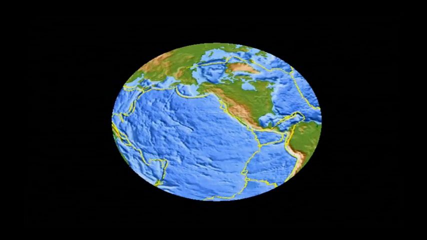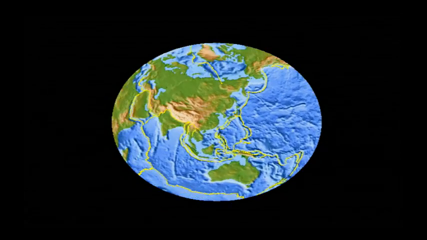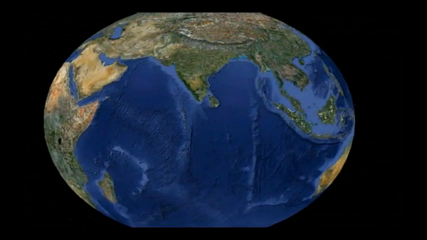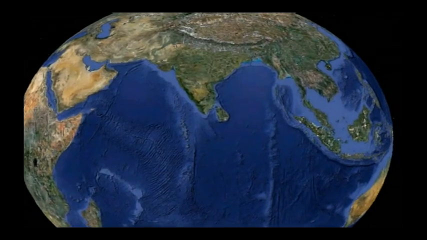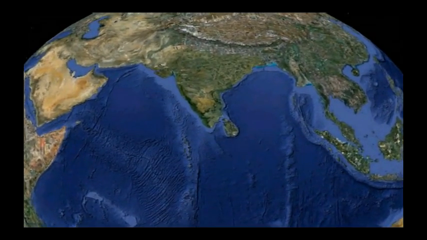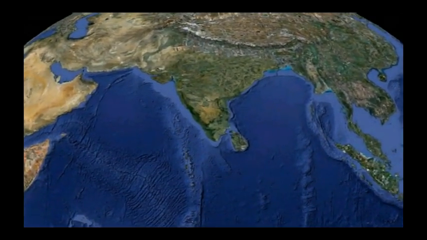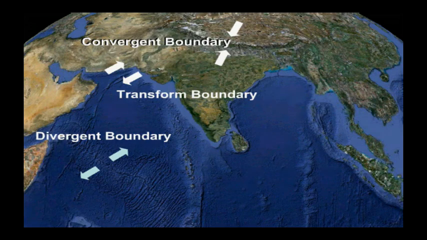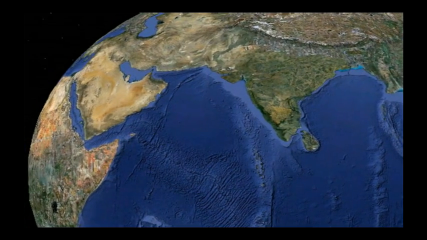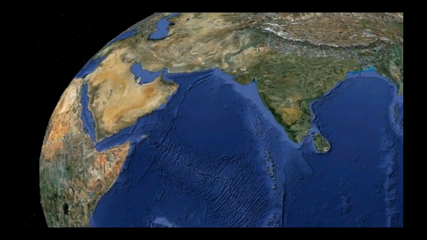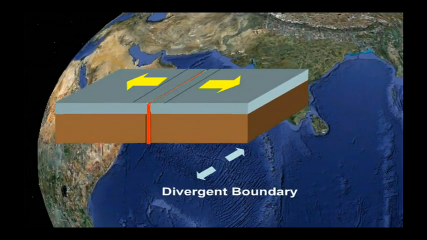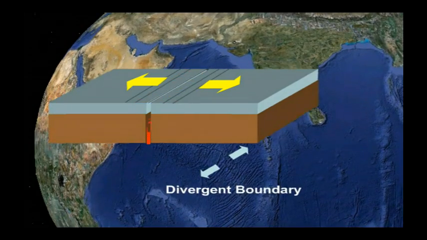All the 30-odd plates that constitute the surface of our planet have distinct boundaries. In accordance with the relative movement against one another, plate boundaries are classified into 3 types. They are the divergent boundary, the convergent boundary, and the transform boundary. Divergent boundary is where the plates move away from each other. Here, magma rises from the deep to fill the gap, forming a ridge along the plate boundary.